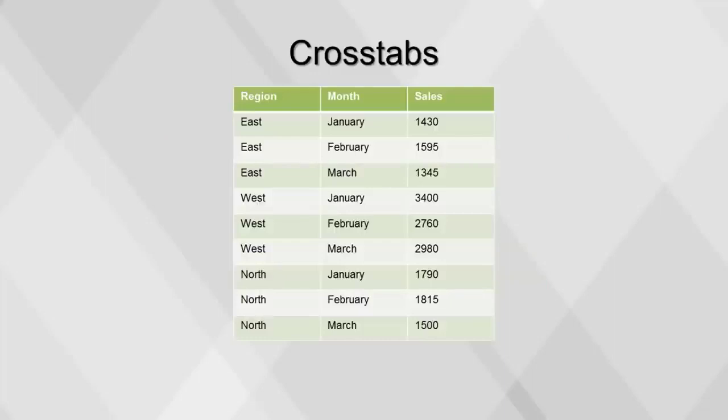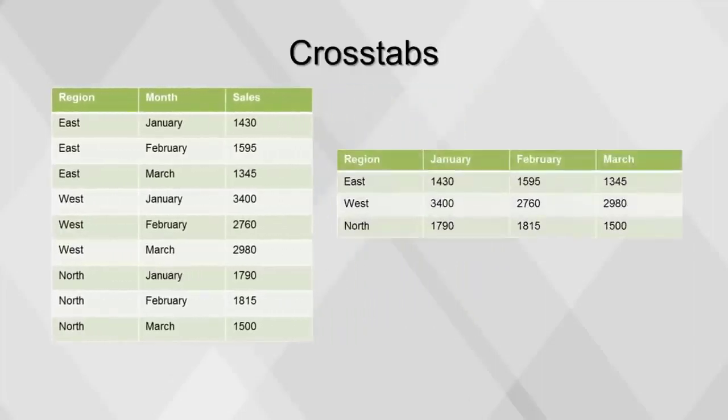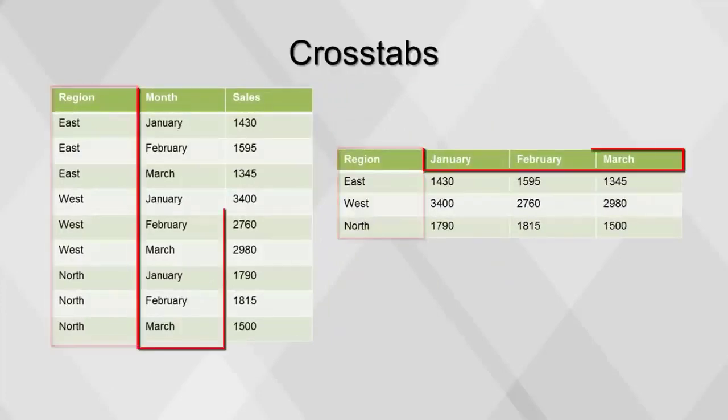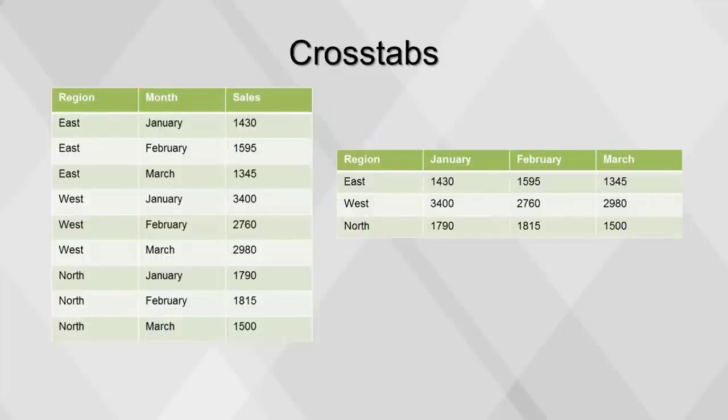For example, this table shows sales by region and month. The data is stored in a form similar to how it would be captured, with 1 row for every combination of region and month. A crosstab function is performed with region defined as the grouping field, month defined as the header field, and sales defined as the data field. There can be multiple grouping fields, but only 1 header field and 1 data field are allowed.